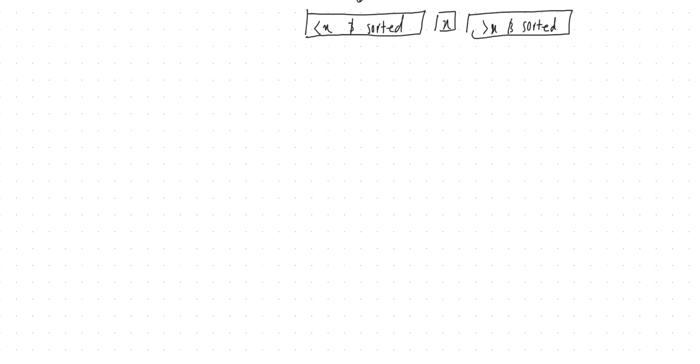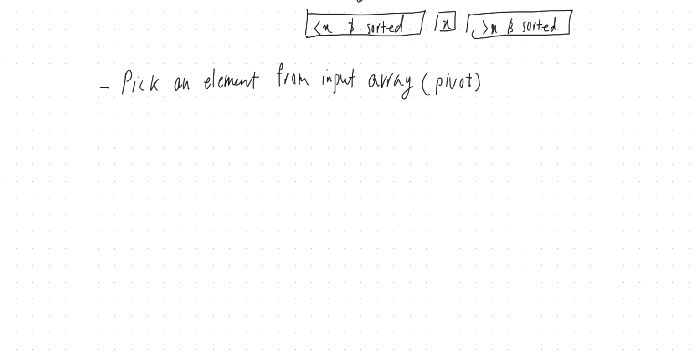Step 1, pick an element from the input, which we call the pivot. Okay, now how this is done, I will tell you in a moment.